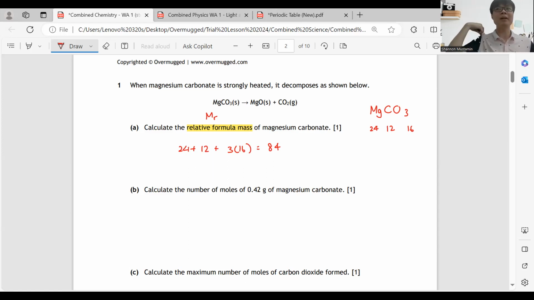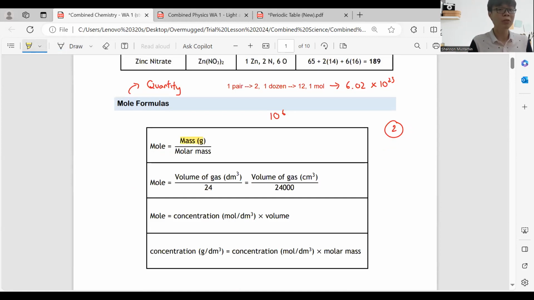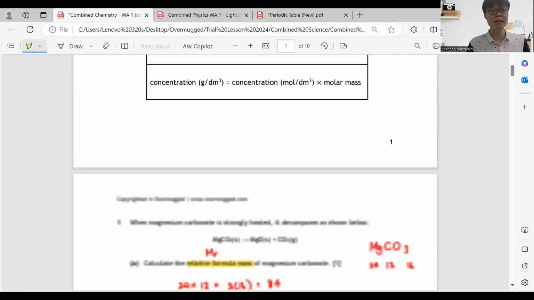Here is just calculating Mr. Calculate the number of moles of 0.42 grams of magnesium carbonate. What you are doing essentially is just converting between units. I give you mass. Can you convert to mole for me or not? Yes? Which formula? Only one formula got mass. So use this formula. Mole equals mass divided by molar mass.